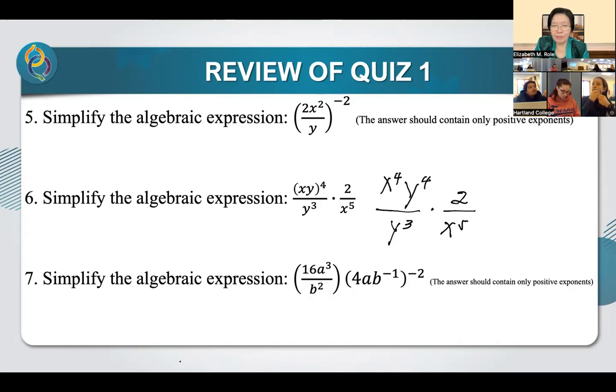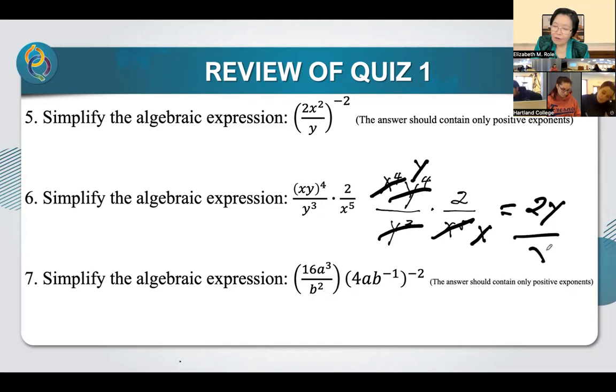So actually you can just put them together. If you want to do it direct, you just say x to the 4th, x to the 5th. This is a 4 and a 5. The one with a 5 is at the bottom. So if you cancel, that will be x. For the y to the 4th and y cubed, y to the 4th minus 3 is y, and that's on top. So it will now be 2y over x, right? So you're canceling.